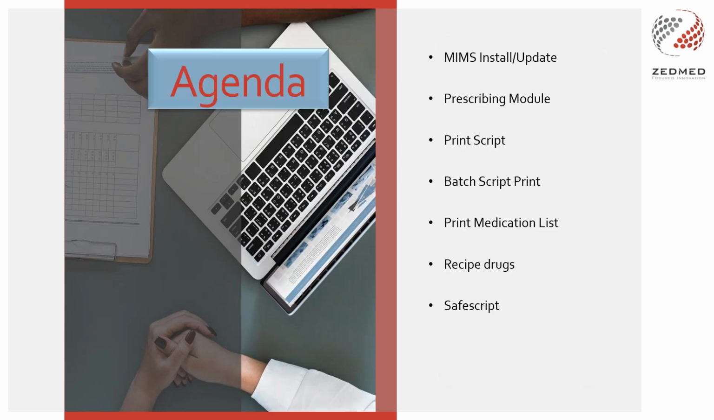Now, what we'll be covering today, we'll look at MIMS install and update. And I'll talk you through some of the requirements for MIMS. Prescribing module, so this is in clinical print script. We also have batch script print in clinical as well. We'll go through how to print a medication list for a patient, and I'll talk also about recipe drugs, how you can create them, how you can edit them. And as I go through the prescribing module, you'll see SafeScript there and how it works in Zedmed.